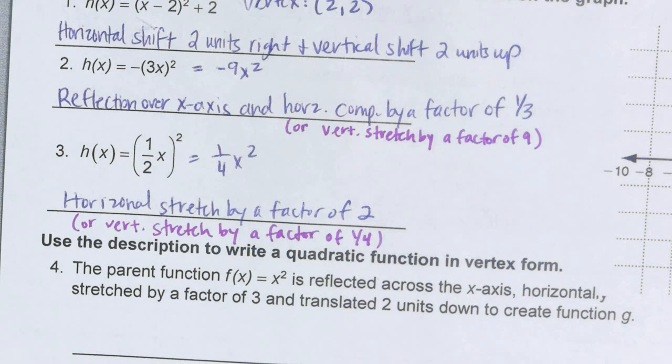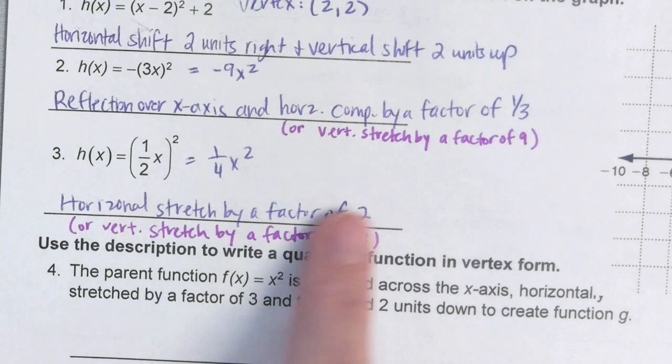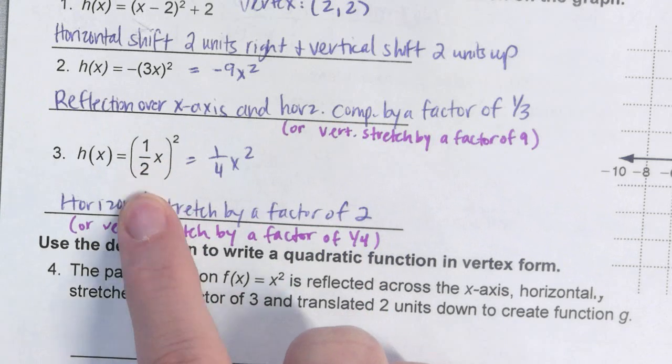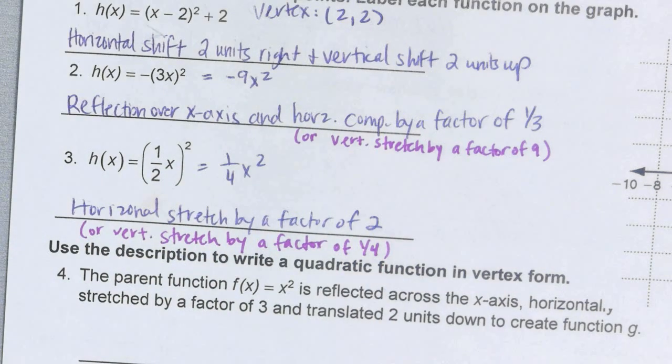Okay, and then number 3 is very similar to number 2. Again, you're going to look at the reciprocal. So it's a horizontal stretch by a factor of 2, because that's the reciprocal of 1/2, 2/1, which is 2. Or you could say it's a vertical stretch by a factor of 1/4 if you simplified.